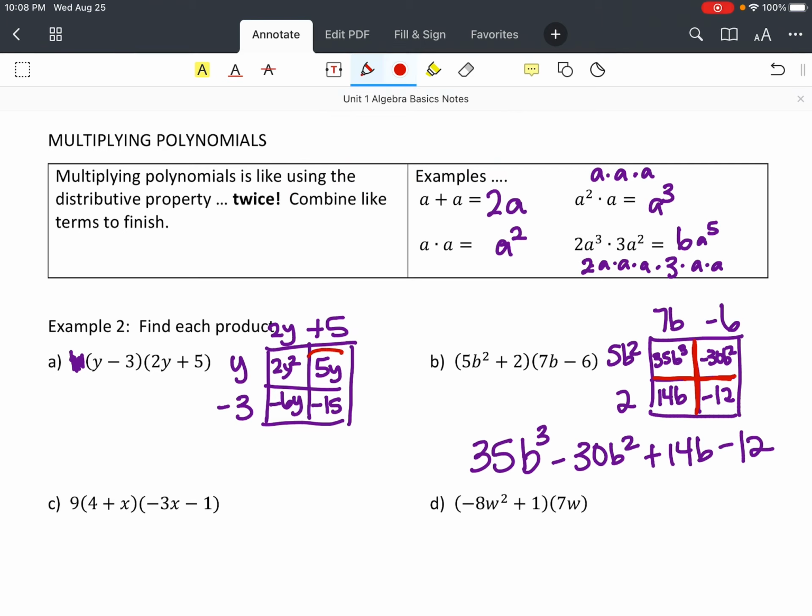If you look in this box, we have 5y and negative 6y. Those variables have the same exponent. So we are going to go ahead and combine them when we write it in standard form. So we have 2y squared, negative 6y plus 5y gives us a negative y, and then negative 15. And that is how you do distribution using the box method.